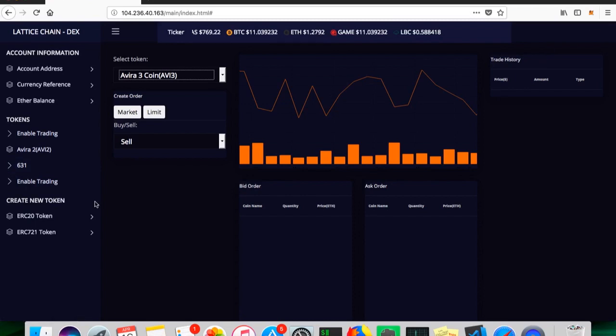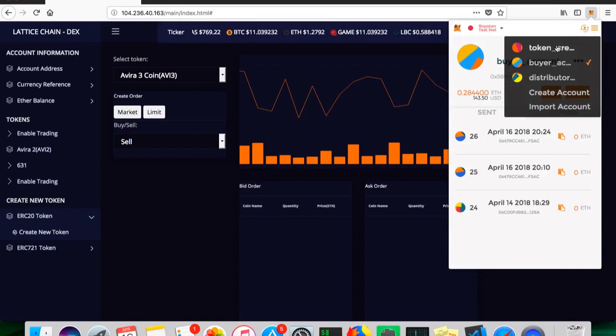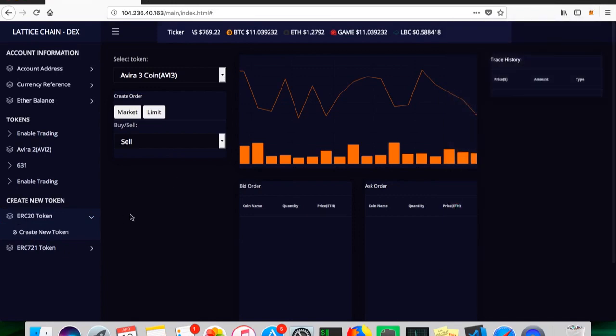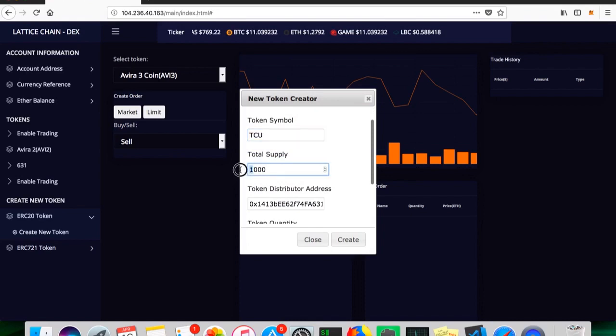Now coming back to the final section, which is create new token. Here we can create a new token. Let's go back to this main account and create a token. So when we go back to the main account and want to create a token out of it, let's give this token the name test coin user 1, and let's give the symbol as TC1 or TCU. Now total supply, let it be 2000.